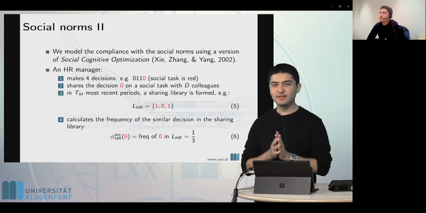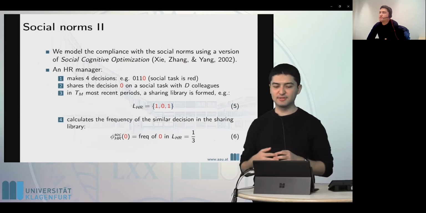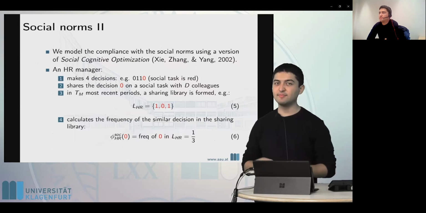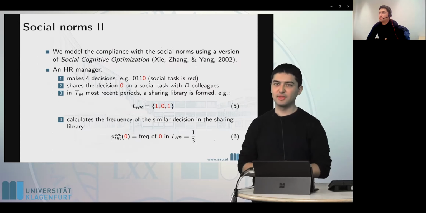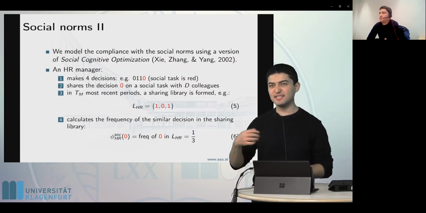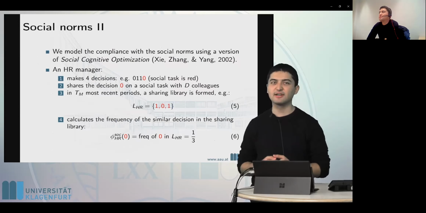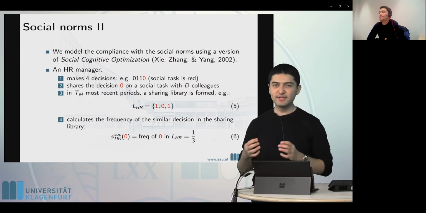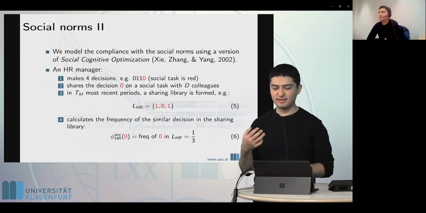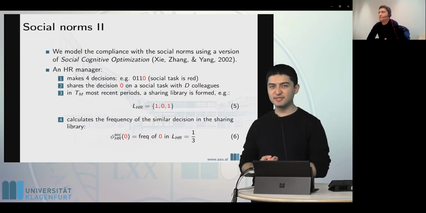So we model the social norms compliance as follows. Let's say an HR manager made 4 decisions, and the last one is social, and it is equal to 0. The manager shares this decision with D other colleagues, so not necessarily with everybody, but with some subset of colleagues. And then every agent has a memory span. In our case, it is TM and is equal to 3 for simplicity.